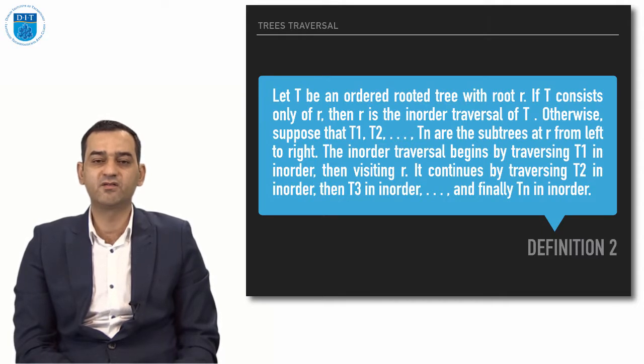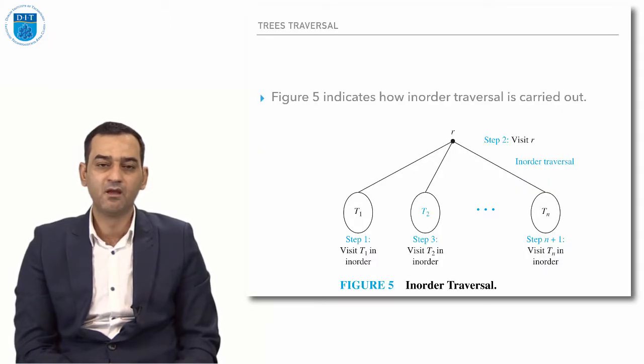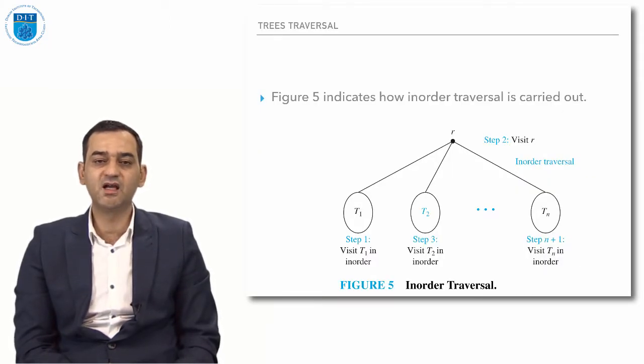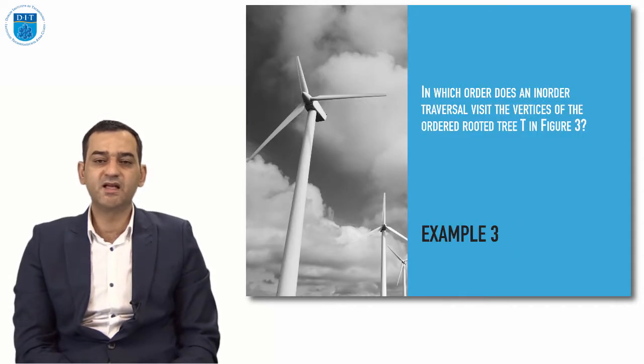The in-order traversal begins by traversing T1 in order, then visiting R. It continues by traversing T2 in order, then T3 in order, and finally T_n in order. Figure 5 indicates how in-order traversal is carried out. Now let us take an example.